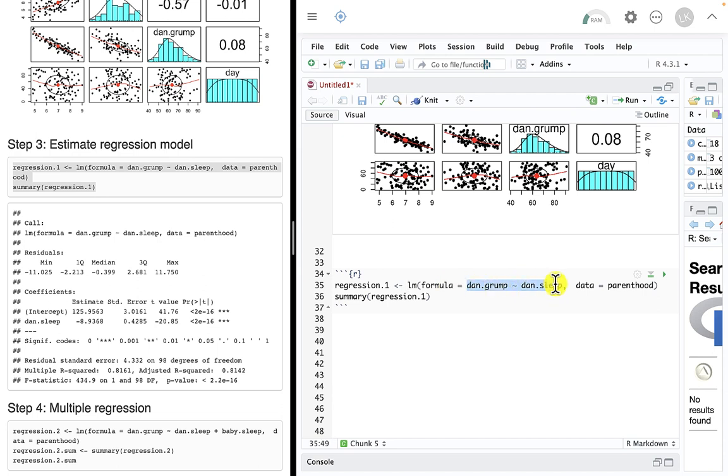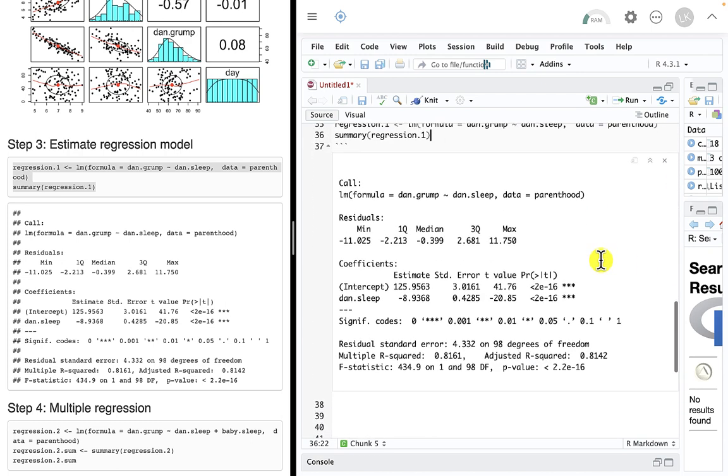And so we put in here our formula to start out with. We want our dependent variable on the left-hand side of the tilde, and then on the right-hand side of the tilde is dan.sleep. Okay? And then we tell it where to get the data: data from parenthood, and we run that. Now, LM is a little like the AOV function. The output of the LM function is not very useful, so we need to store that as an object, and then we'll use the summary command to get a readout of what the estimate is doing. So let's do that, and then we're going to go through what's going on here.